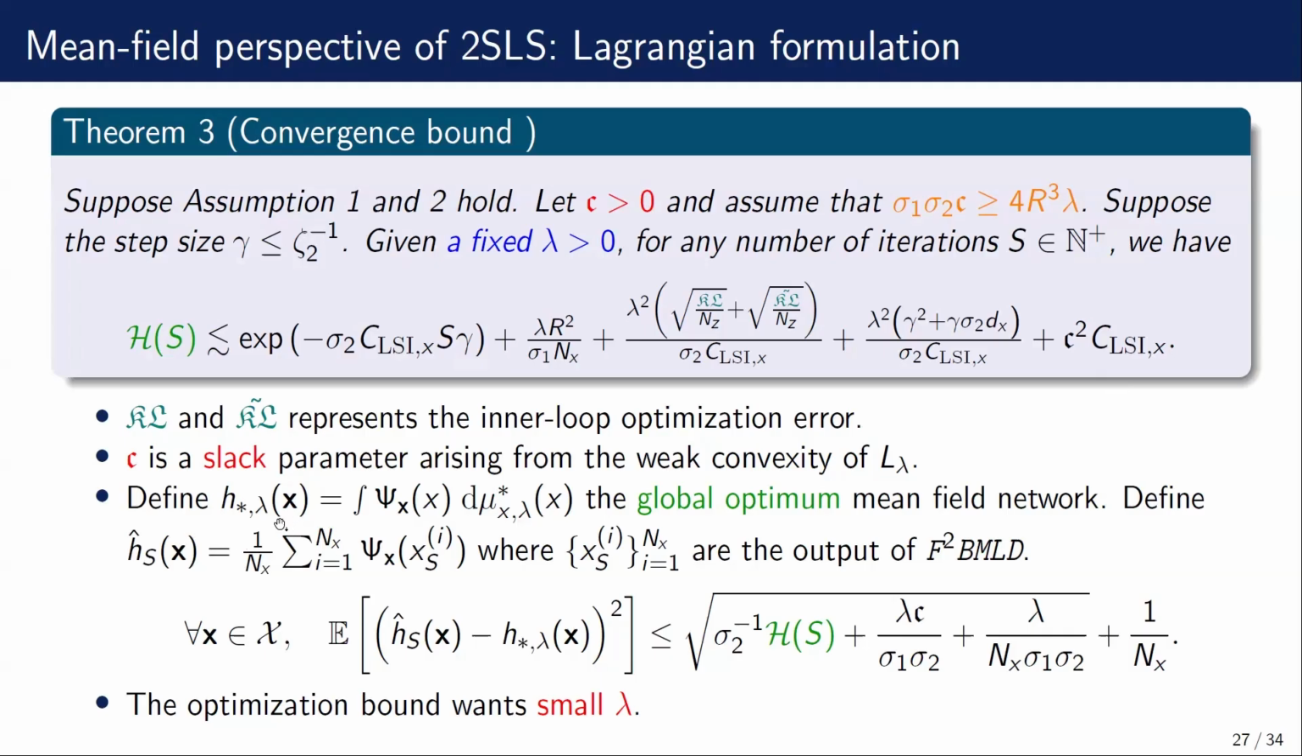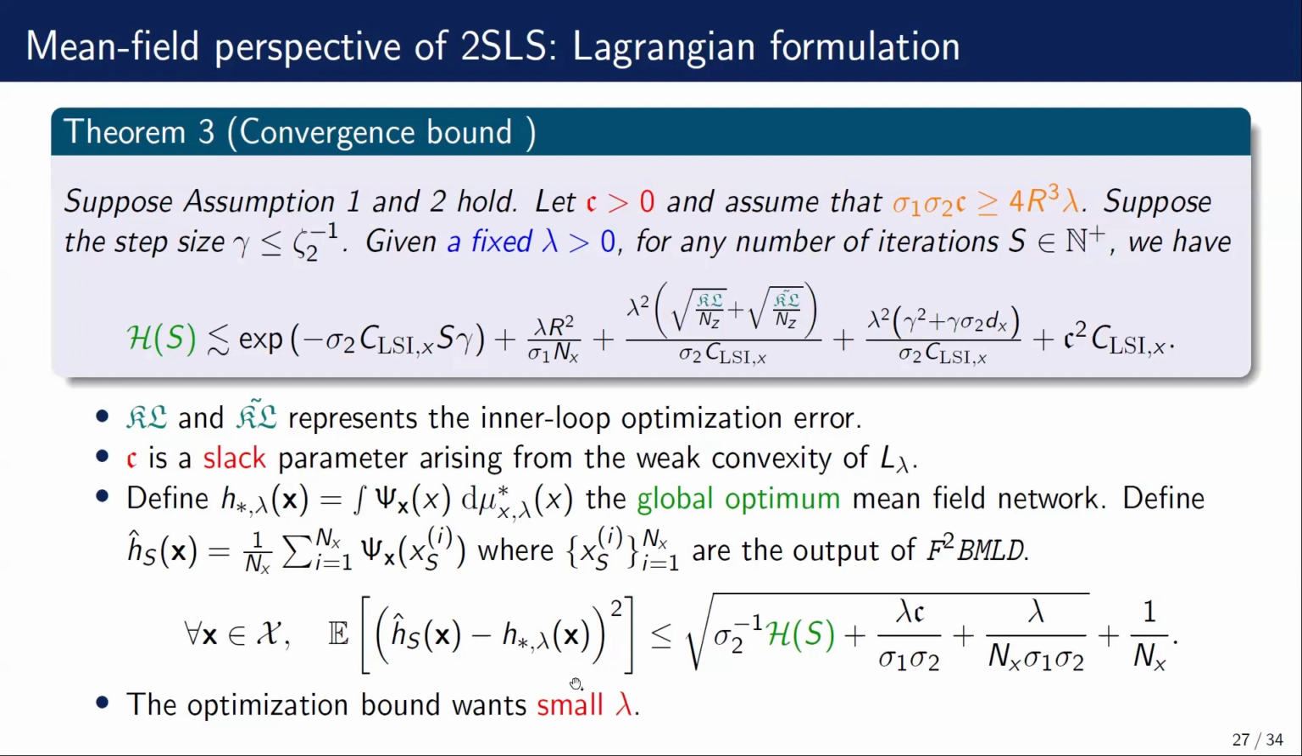And define H lambda star as the optimal mean field neural network, and define HS hat as the output of our final algorithm. Then we can prove this. The bound on HS controls this difference between our neural network and the optimal neural network.